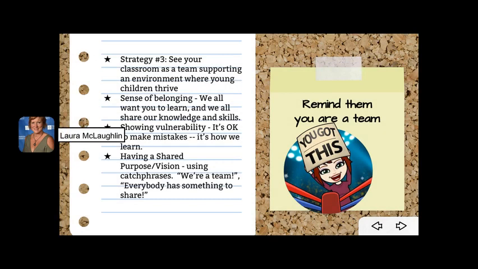The third strategy is to remind them you are a team. So see your classroom as a team supporting an environment where young children thrive. Create a sense of belonging. We all want you to learn, and we all share our knowledge and skills. Share vulnerabilities. It's okay to make mistakes. It's how we learn. Having a shared purpose or vision, using catchphrases. We're a team. Everybody has something to share. These are all ways that we can really help build a positive and supportive classroom.